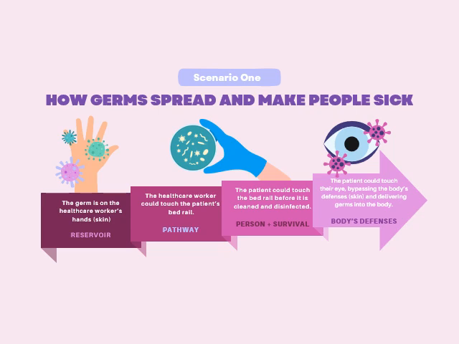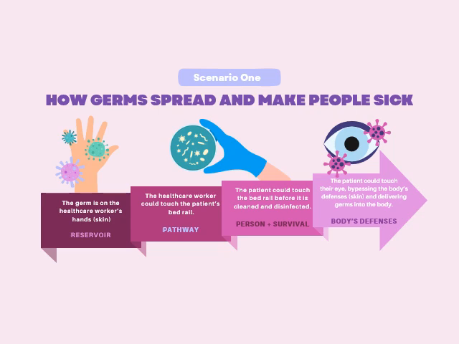The worker could touch the bed rail in a patient's room without cleaning their hands first. The germ is now on the bed rail. From there, how could it get to the patient? The patient could pick up the germ on their hand when they touch the bed rail, if it hasn't been cleaned and disinfected first. The patient could then rub their eye, delivering the germ to their body. The germ survived because the bed rail wasn't cleaned and disinfected, and the patient's natural defenses can't fight it off. The patient now has an infection.